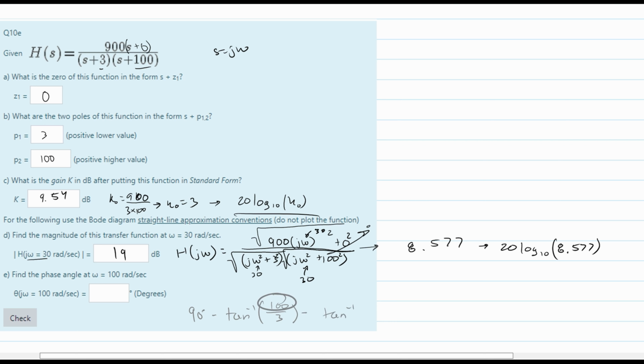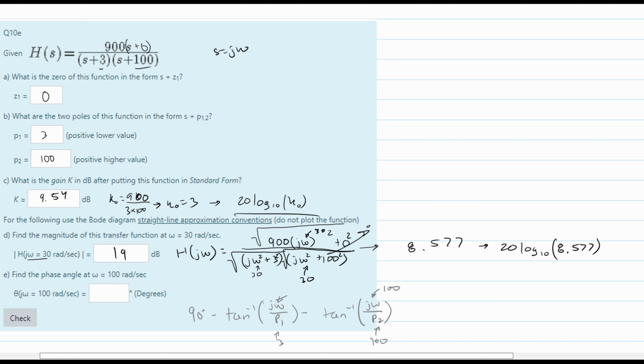So let me actually rewrite this. We have tangent -1, and then, if I rewrite this just so it's bare bones, we are going to have j omega over our p1, minus tangent -1, and then we have j omega over our p2. And then remember, the zero would be just plus tangent -1, but we don't have a zero here, so we're not worried about that. We know that our p1 is 3. We know that our p2 is 100. And then this top part right here is just 100. Don't worry about the j, we're not concerned about that here.